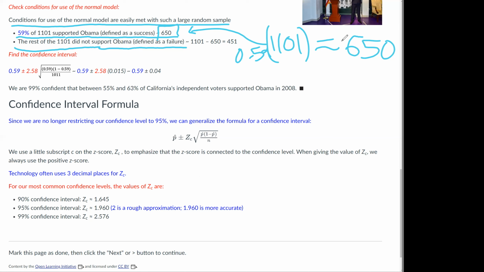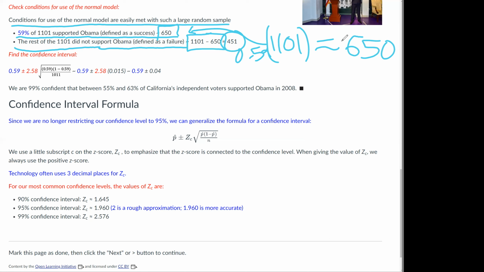So no, never think that when we say success and failure, we're trying to say something's good or bad, like they mentioned on a previous page. So the number that did not support Barack Obama was the total 1,101 minus 650, which is 451. We'll find the confidence interval.